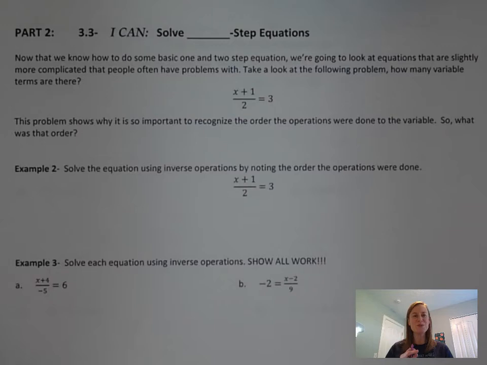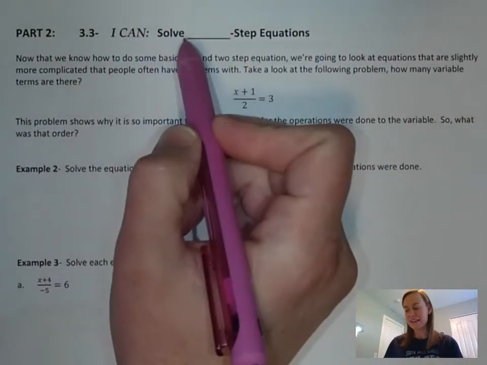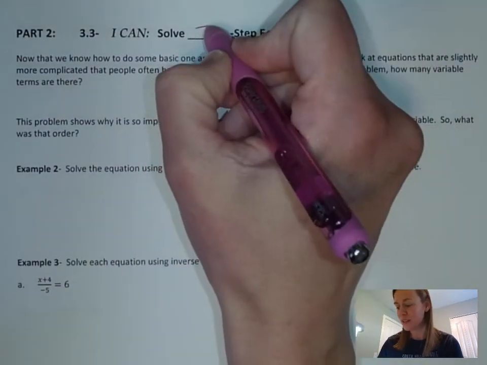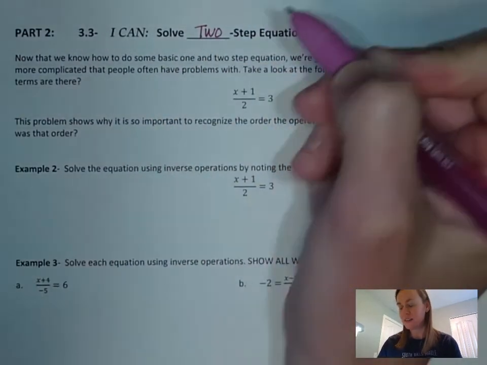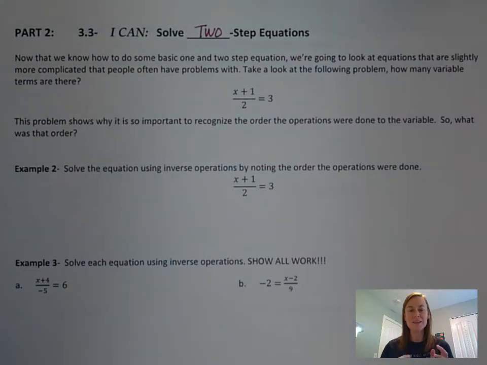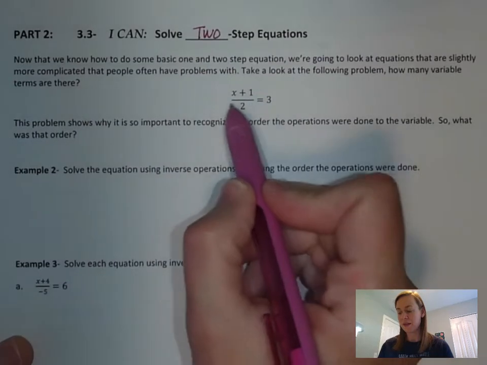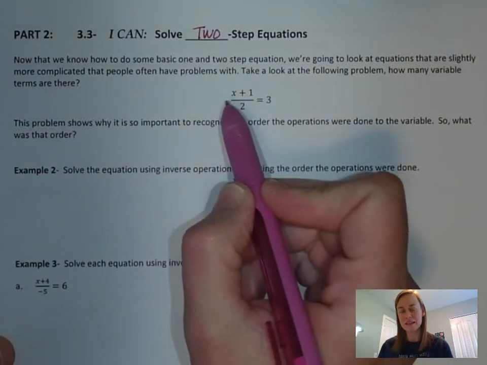Hey there, math students. Welcome to Two-Step Equations Day 2. Our I can statement is I can solve two-step equations. Today's going to be a lot like yesterday, but there is new material in this video. And that new material is going to be about how to handle problems that look like this.